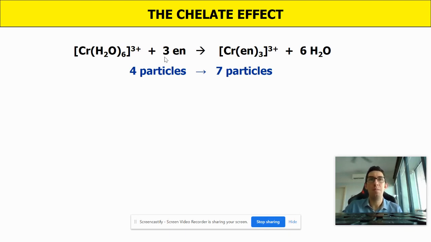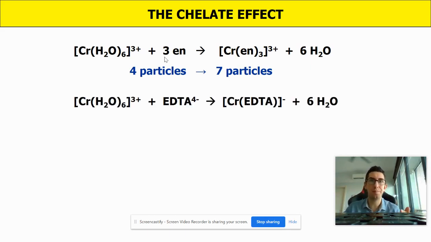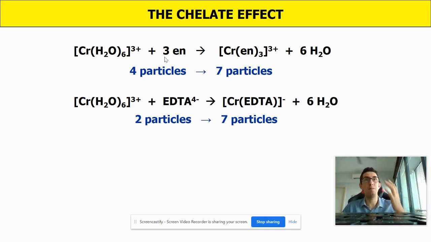So energetically, in terms of enthalpy, this reaction has a delta H close to 0. So if you think about delta G, that's also going to be close to 0. But if you think about the entropy, we're going from 4 particles to 7 particles. So actually the entropy has increased. Same thing for hexa-aqua chromium 3 plus with EDTA. We're now going from 2 particles to 7 particles, so entropy has increased.